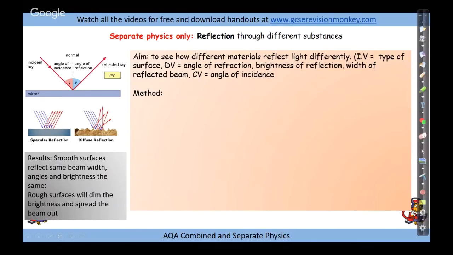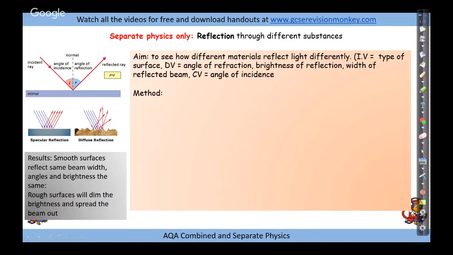Dependent variable could be the angle of refraction, the brightness of the reflection, because different materials might dim the light, and the width of the reflected beam as well. And we're going to look into that in just a second. Now, your control variable would be the angle of incidence. You're going to want to shine this light in at the surface the same each time.